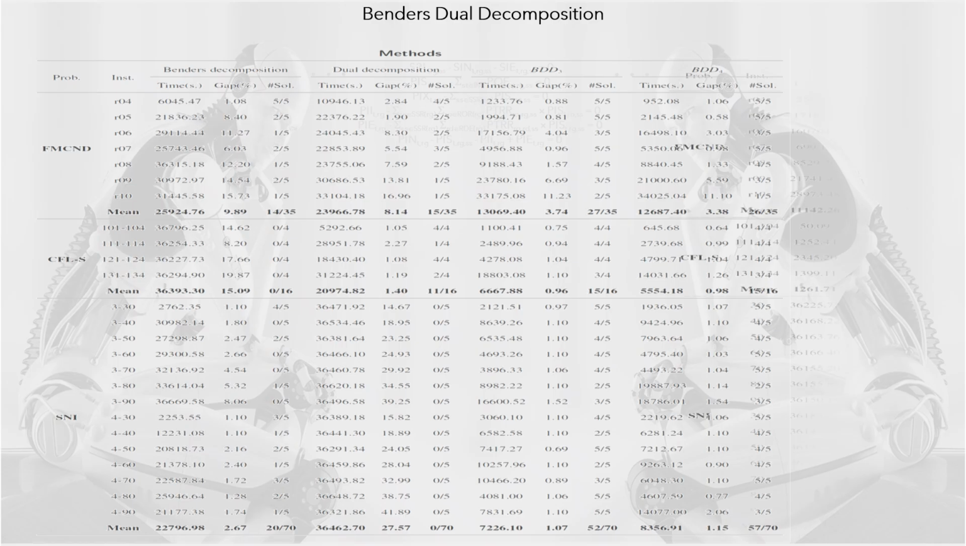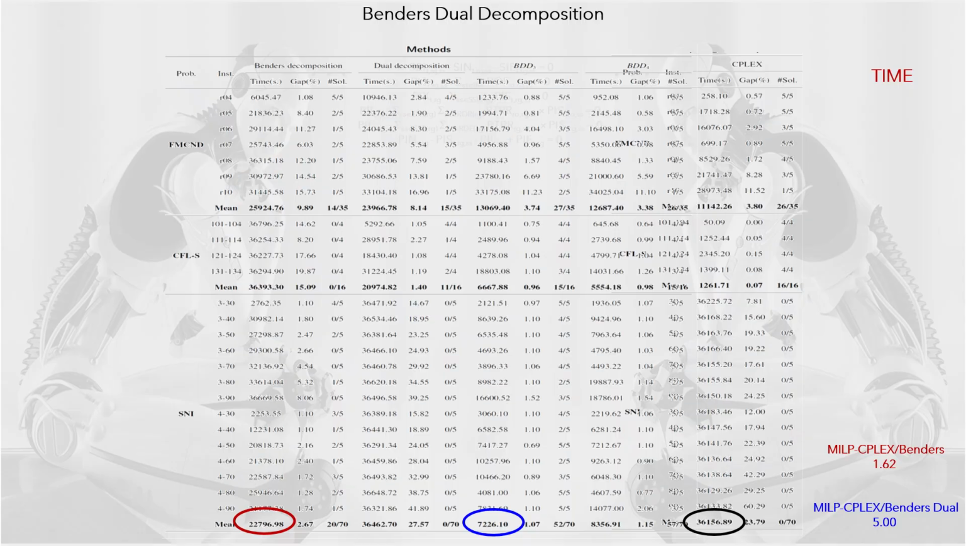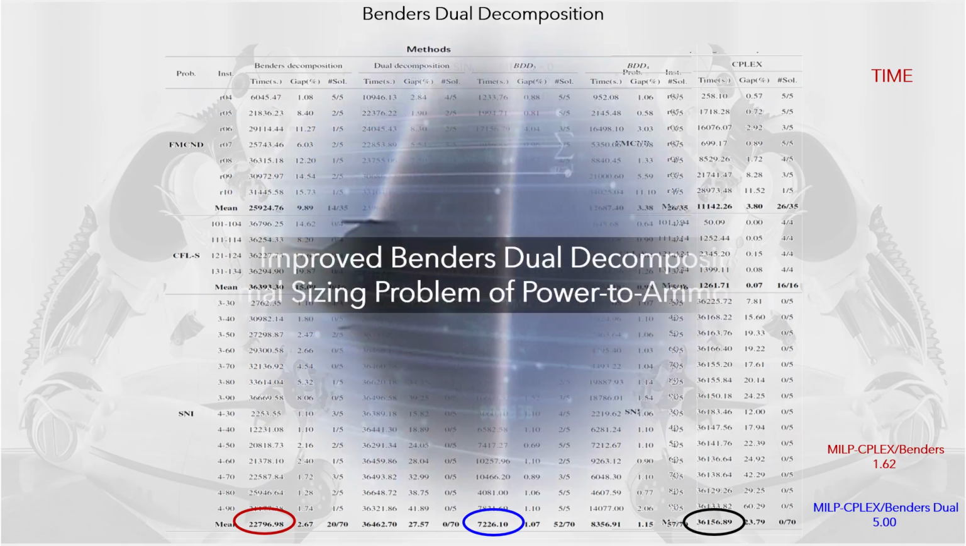presented. Plex is included as an example of a monolithic model, solved with one of the best commercial solvers. The table includes the speed relationship between Plex, Benders standard, and BDD. These proportions are BDD 5 times faster than Plex, and Benders 1.62 times faster.